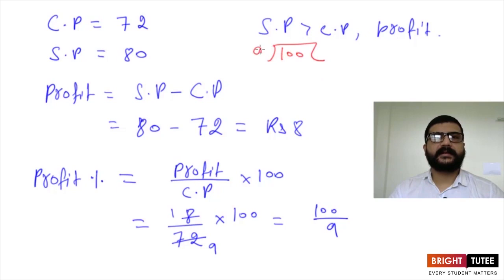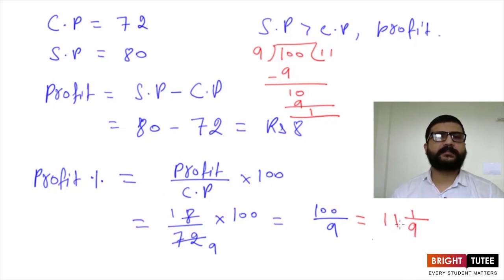100 divided by 9. Now 9 ones are 9. 10 minus 9 will give us 1. So here we will get 10. Now again 9 ones are 9. We are left with remainder as 1. So it means this number is equal to 11 1 upon 9. So therefore profit percent is 11 1 upon 9%.